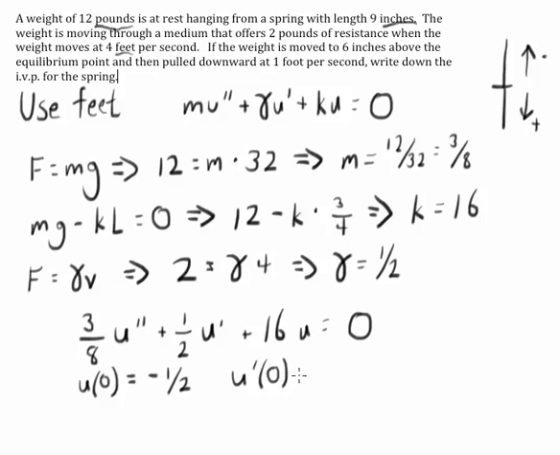U prime of 0, we're being pulled downward, that's going to be positive at 1 foot per second, so U prime of 0 is going to be equal to 1. Great, that is the initial value problem that corresponds to this spring problem.